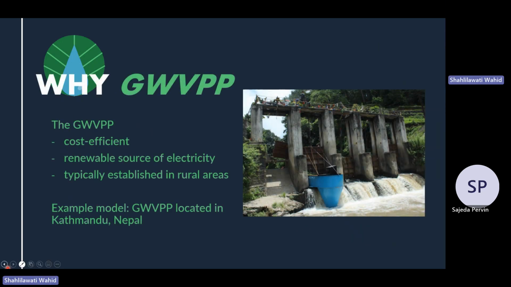Now, why would you choose the GWVPP over other conventional sources of renewable energy in hydropower? Well, the GWVPP is cost efficient and is typically established in rural areas, something that is important to us because rural areas typically don't fall under the power grid construction of their respective governments. The example model we have based our plans on is the GWVPPs located in Kathmandu, Nepal, due to the similar dimensions of the rivers where they were constructed.